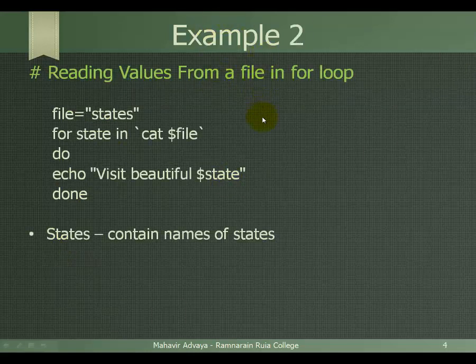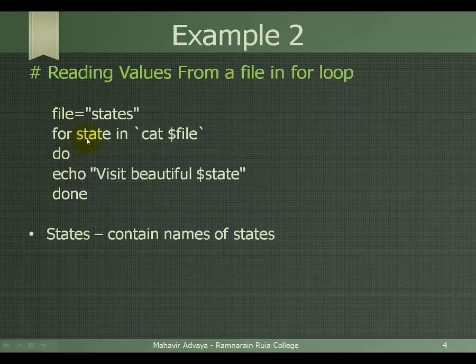In the second example, you can take the values for iteration from some file. In this case you have a file states, which contains the names of the states. Here, in for state, state is a variable in cat $5. When you fire this cat $5, in the backtick the cat $5 will read the contents of the file states, because states is the value assigned to the variable file.